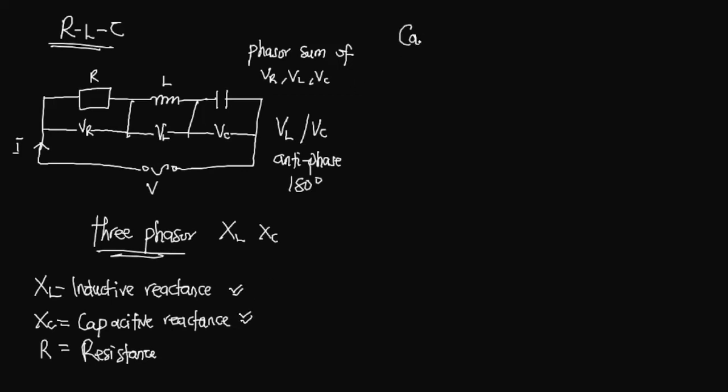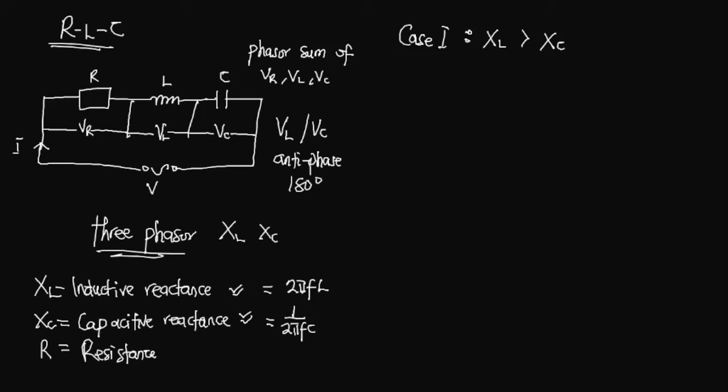So let's look at case 1. We want to look at the first case when the inductive reactance is greater than the capacitive reactance. For those of you who don't know, inductive reactance is given mathematically as 2 pi FL, where F is the frequency in the circuit, and L is the inductance of the inductor that we have over here in the diagram. And for the capacitive reactance it is 1 over 2 pi FC, where F is the frequency and C is the capacitance of the capacitor that we have over here.